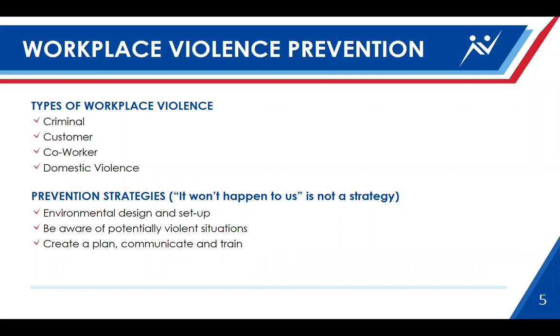And then creating a plan, communicating, and training is always going to be very important. And in the event that something does happen or something begins to happen, employees knowing how to handle it, who to contact, how to prevent this person from getting back into the shop, or how to de-escalate a situation. Those things should all be included in your workplace violence plan.